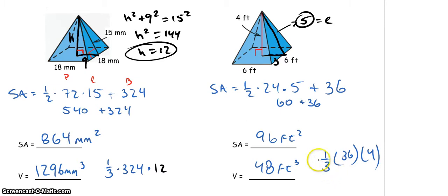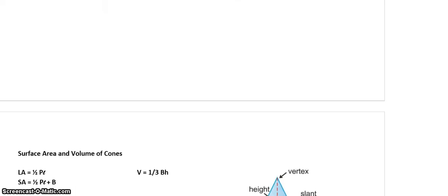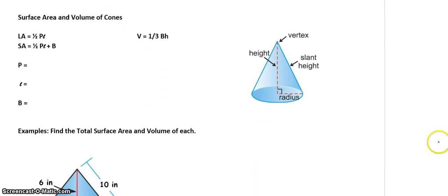And for volume, it's 1/3 of our prism. So area of base times height, and we just take 1/3 of it. Alright, so that's a summary for pyramids. Alright, let's go down to cylinders. I'm sorry, cones. My bad.